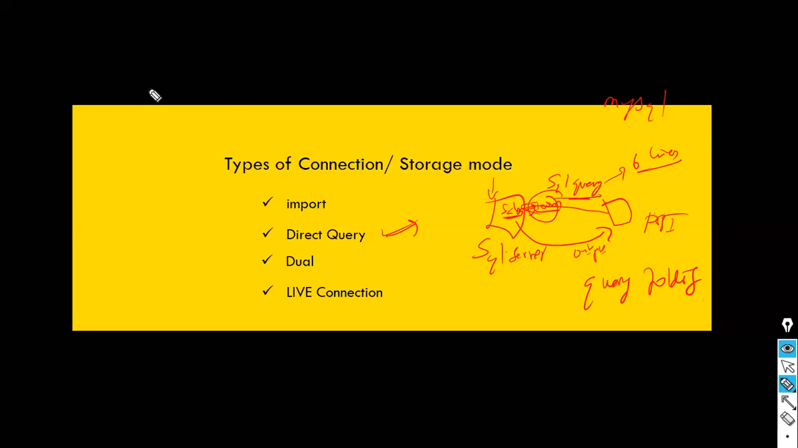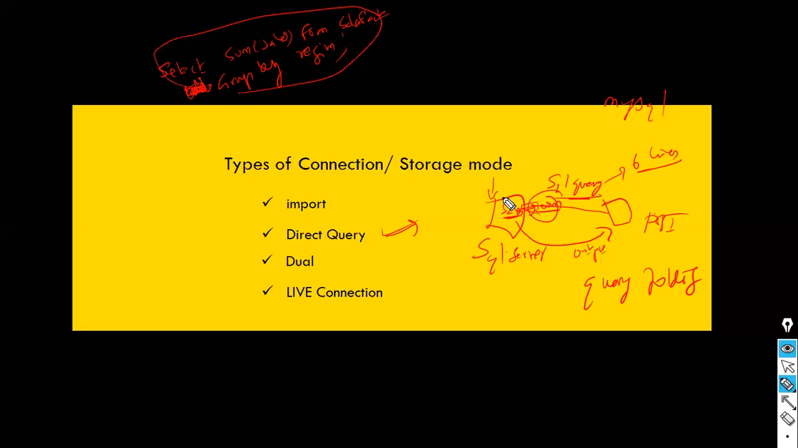So in your SQL query, let's say you are doing some kind of aggregation: select region, sum of sales. You have a column called sales, from, let's say, sales fact, this is the table name, group by region. This is the query that will be sent from your Power BI to SQL Server. Concentrate here. What this query does is select region, comma, sum of sales.